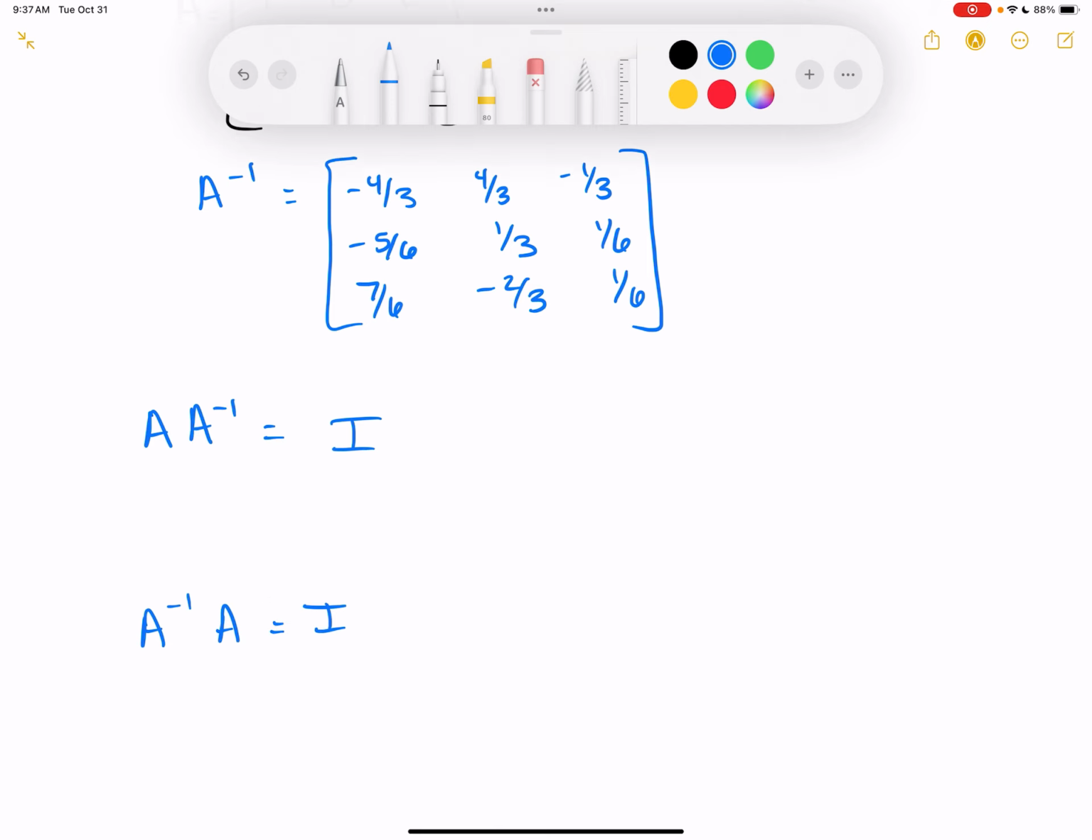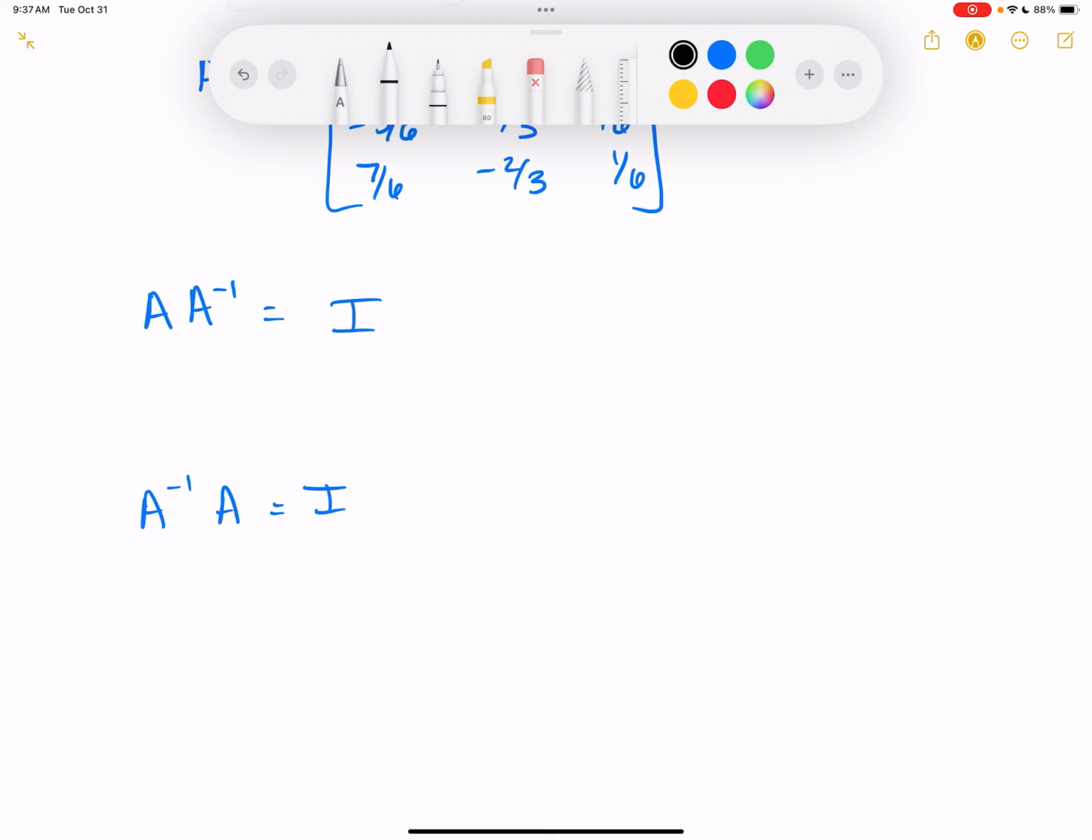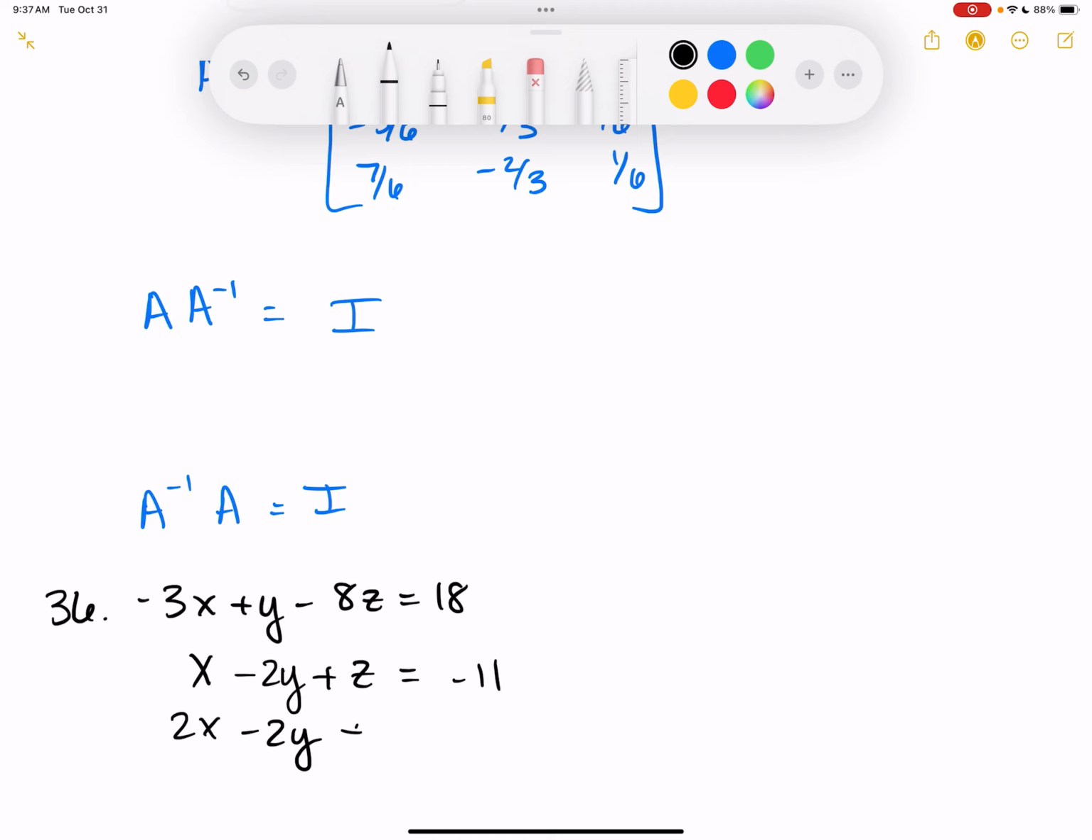Alright. Now I'm going to teach you how to solve systems of equations. I'm going to do it for 3 equations, 3 unknowns. You can also do it for 2, but 2 is probably faster to just do by hand. So 36, they give us negative 3x plus y minus 8z equals 18. They give us x minus 2y plus z is equal to negative 11. And 2x minus 2y plus 5z equals negative 17.